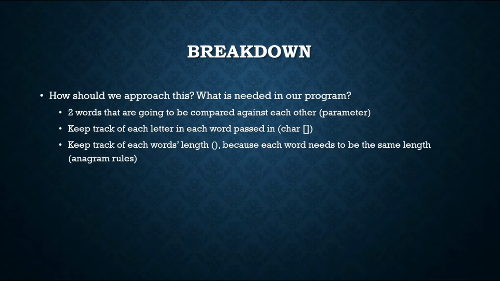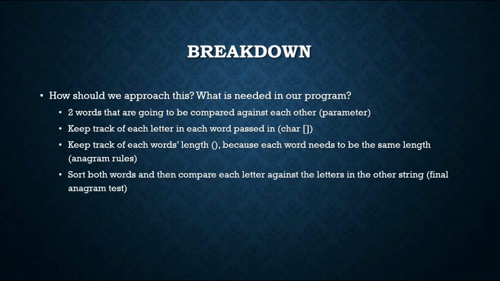We're also going to need to keep track of each word's length, because each word needs to be the same length. So what I mean by this is that when you are trying to compare two words to determine if they're anagrams, we need to first of all determine if the two words are the same length. If one word's length is different than another word's length, then it cannot be an anagram, because that extra letter is not going to be in the other word, which does not make it an anagram.